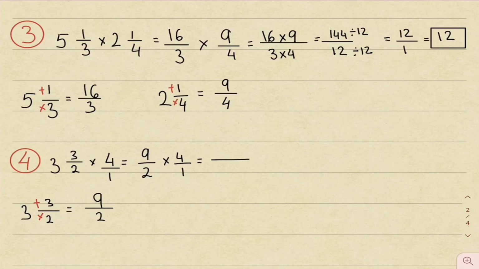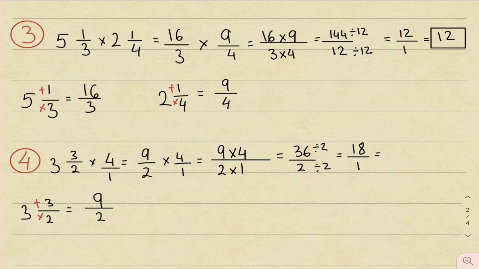Now I'm going to multiply these two fractions. Top times the top, 9 times 4, over bottom times the bottom, 2 times 1. 9 times 4 is 36, over 2 times 1 is 2. Now I'm going to simplify this. I'm going to divide by 2 top and bottom. 36 divided by 2 is 18. Over 2 divided by 2 is 1. 18 over 1 is just 18 divided by 1, which is just 18. So the answer is 18.